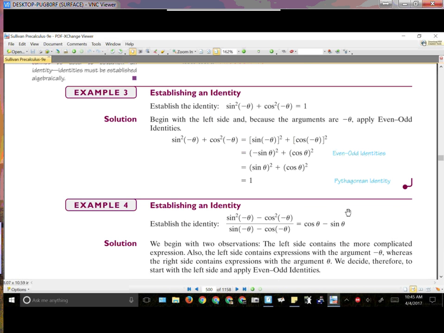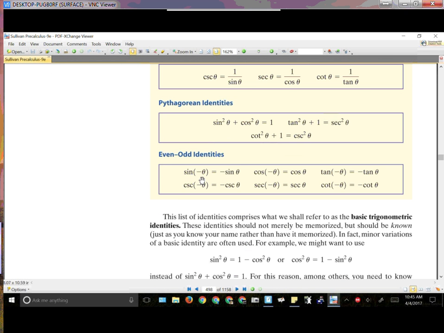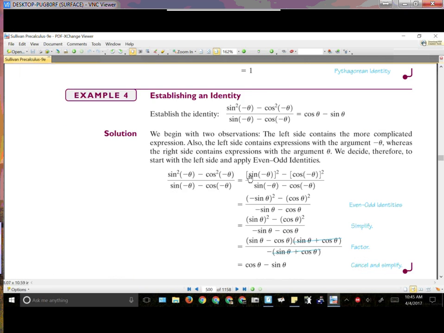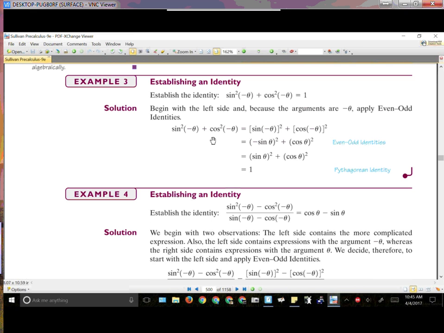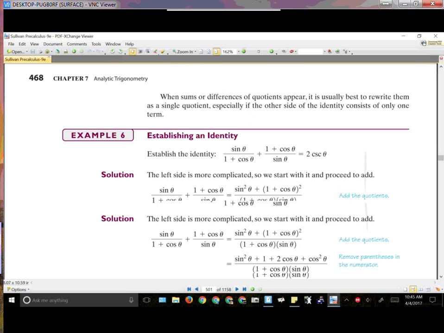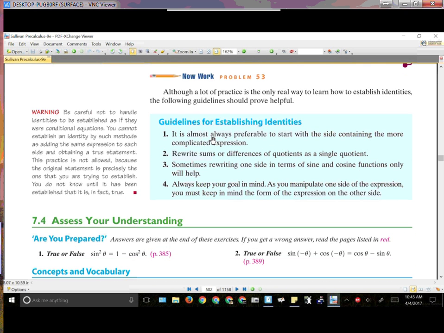Establishing another identity. Here I've got negatives that are in there. Well, the negatives are the same as what? If we go back up here and take a look, if I have the sine of negative theta, it's the same as the negative sine of theta. So I can do a substitution. Okay, plug it in, away it goes. But it's really just simply taking the information that you have, putting it back in, and simplifying. Nothing more than that. More or less just simply mental gymnastics.